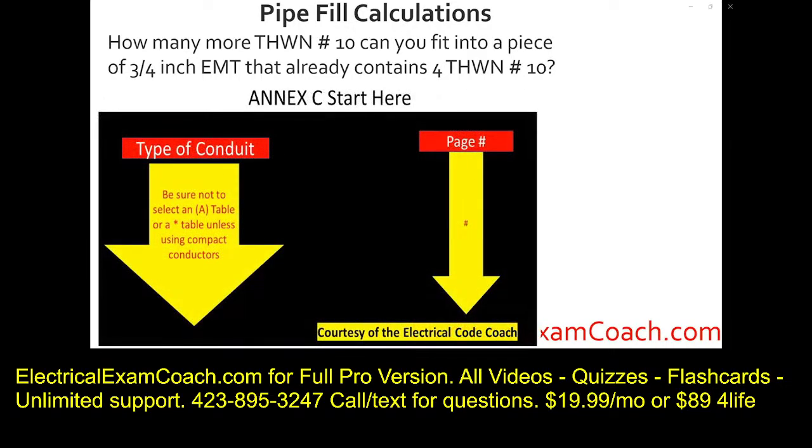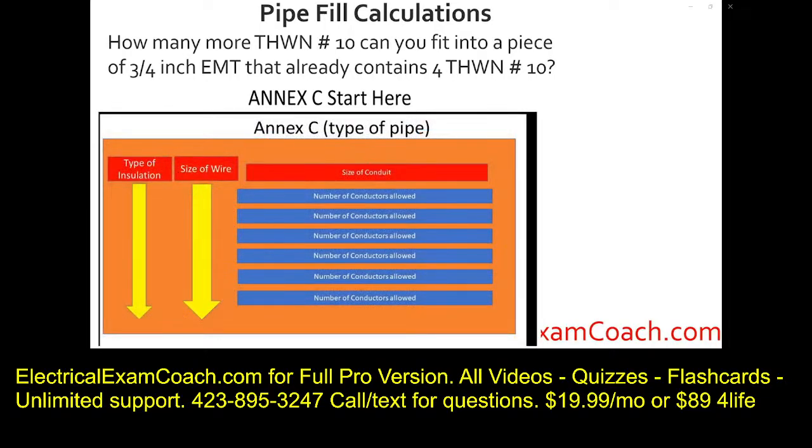When we get there, we're going to start on the left-hand side and find our type of conduit, being sure not to select an A version of the table. Then we cross over and find our page number. When we get to the actual table, we're going to read the black bold heading to make sure we're in the right table. Then we're going to find our type of insulation under the insulation column, find our wire size, and then come across the top to our size of conduit and tee off with our answer.